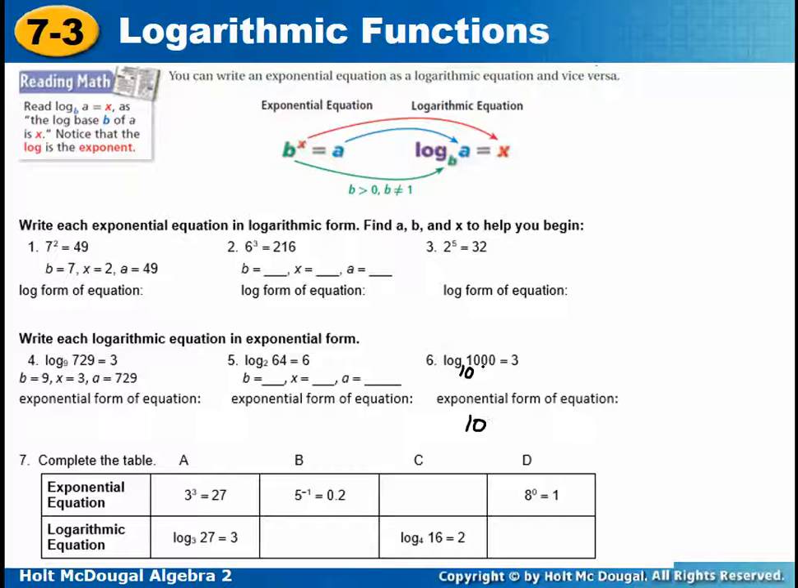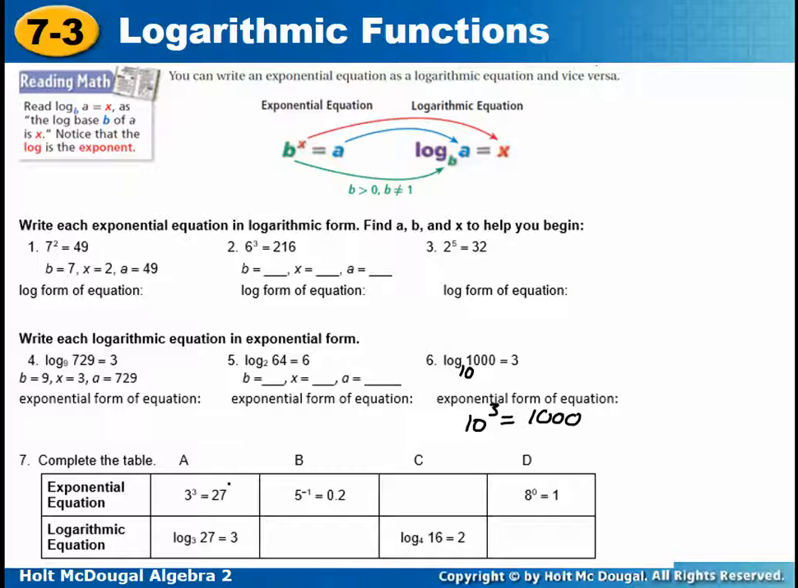And so here's our 10. And our x, of course, is 3. And that will be equal to the log of 1,000. And that makes sense. When you rewrite it, it should make sense. 10 to the third power is equal to 1,000 because 10 times 10 times 10 equals 1,000.